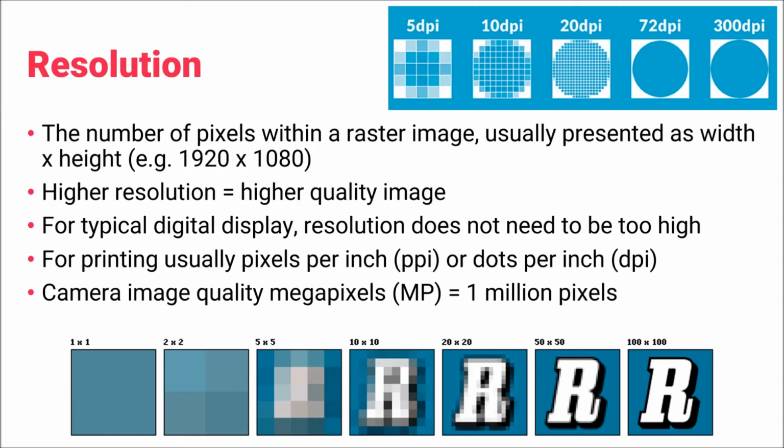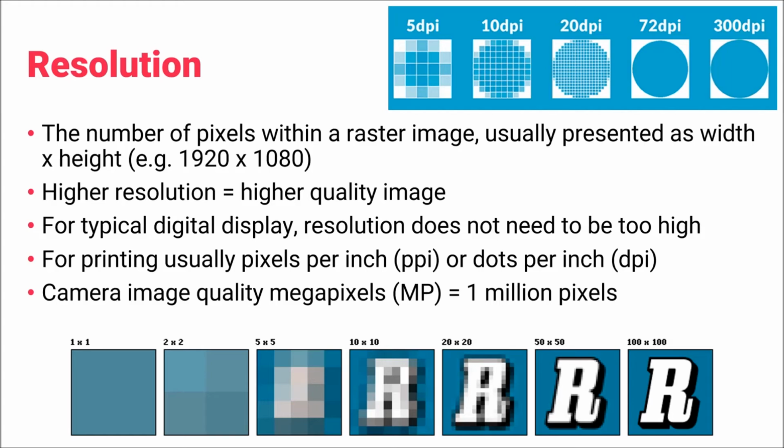So a definition of resolution is the number of pixels within a raster image, and it's usually presented as width by height. Anyone who's ever been on the market for a TV will know about HD resolution, and that is defined by the height. So that's 1080. You'll see TVs being advertised with HD resolution, 1080p. 1080 is the number of pixels of the height of the TV screen. And then 1920 is the associated pixels that go across the width of it. And so that's just an example of a preset standard unit of measurement.